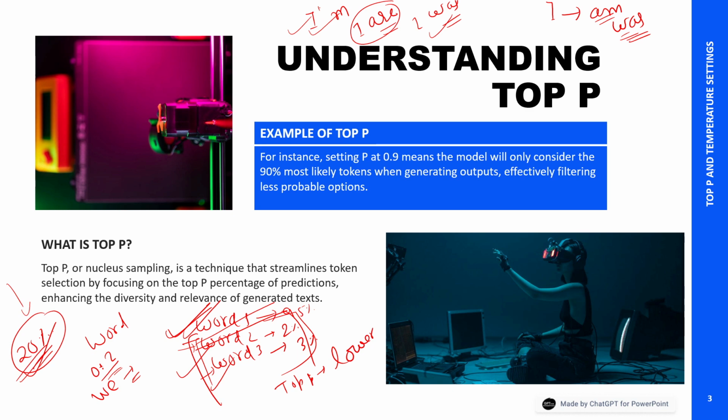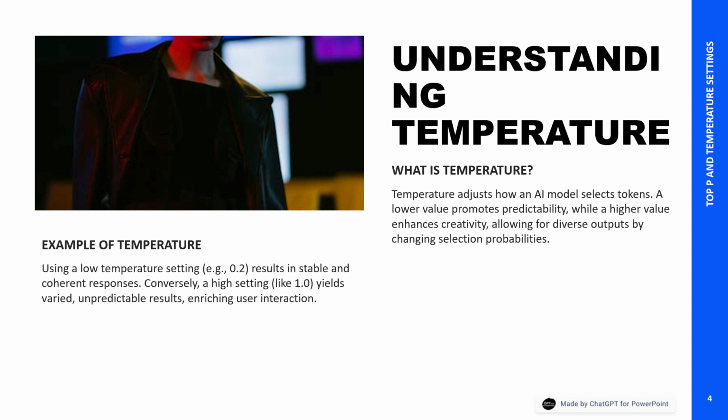So this is how it generates the output either in a random way or in a more certain way. Top P does this. And let me tell you that temperature also does the same thing, but there is a difference. You can first read out this text I have written here, and then understand what I'm telling. Temperature adjusts how an AI model selects tokens. A lower value promotes predictability, while a higher value enhances creativity, allowing diverse outputs by changing selection probabilities.